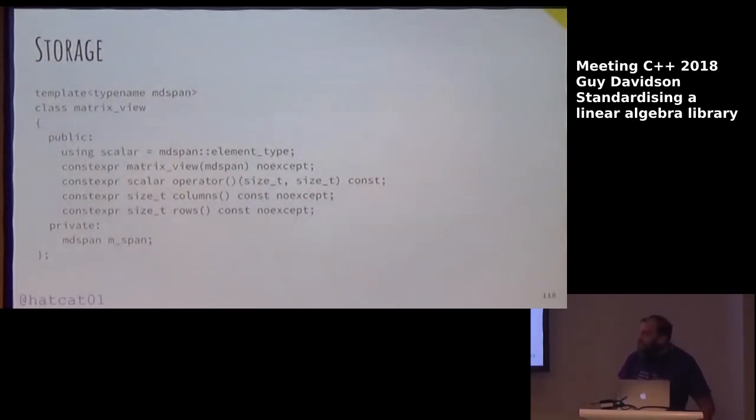And this would give us our next class, matrix view. All right, what's going on here? We have to expose the scalar type somehow, so we do that through a using declaration. There's no initializer list construction because we don't own any data. And then we have to retrieve the rows and the columns by querying the MD span. And this looks not too different from the fixed size matrix, really.